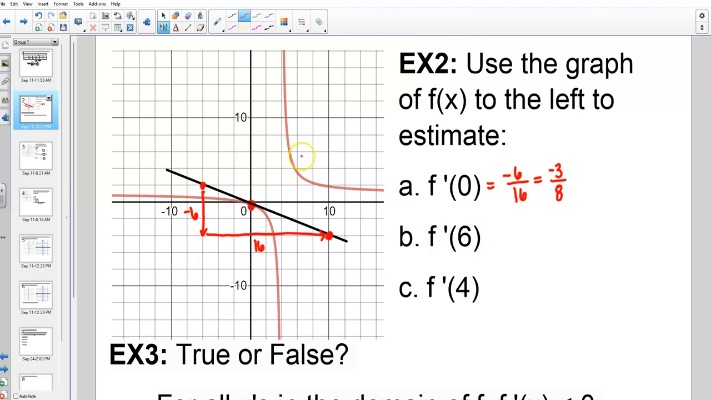At f prime of 6, 6 is going to be right here. So we would be looking for a tangent line at that point. I think it's going to be a little steeper right here. Gosh, that's really not hitting grid lines very good, is it?